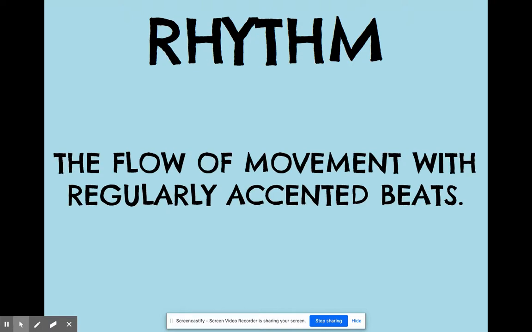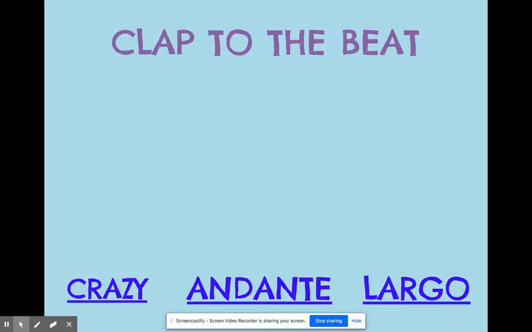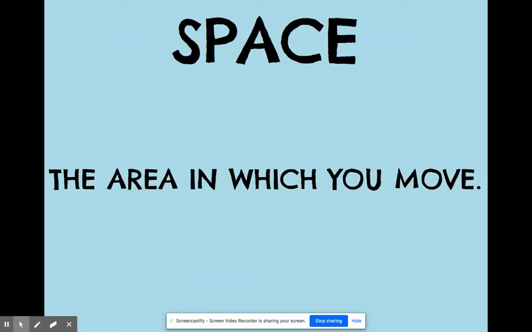Rhythm is the flow of movement with regularly accented beats. Accent is a movement performed with emphasis. Say you're doing a march, then all of a sudden you stomp. That is a marked, so that is an accented movement. You are doing it with more emphasis. All right, let's move on. So, space is the area in which you move.